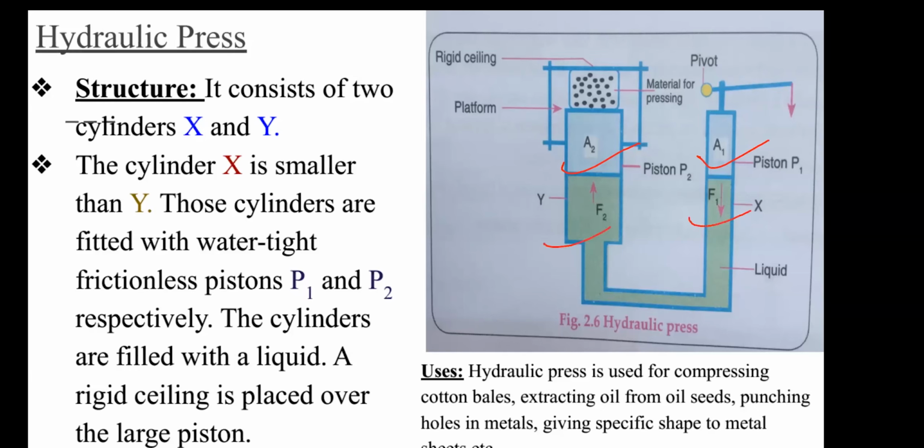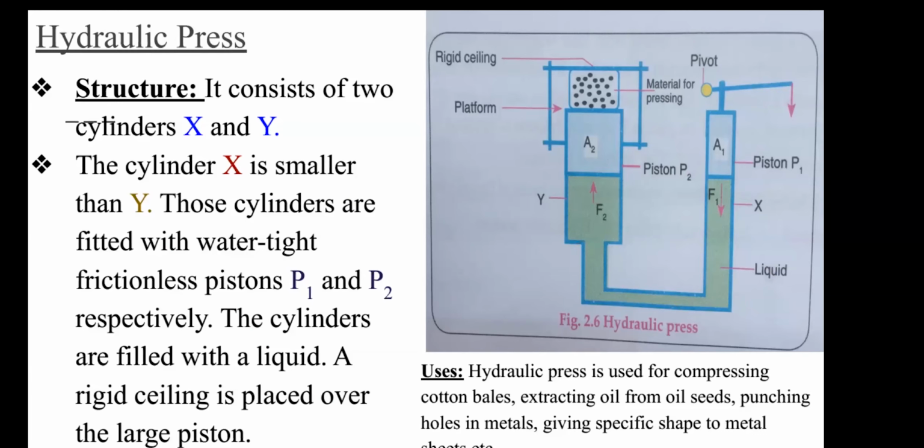Both the cylinders are connected by this tube. Further, above the big piston you can see the platform, where we can keep the objects which have to be compressed or crushed with the help of the hydraulic press. Just above that you can see the rigid ceiling, which is very strong. Rigid means strong, which is not breakable by the force. So the objects are kept in between the platform above the big piston and the rigid ceiling.